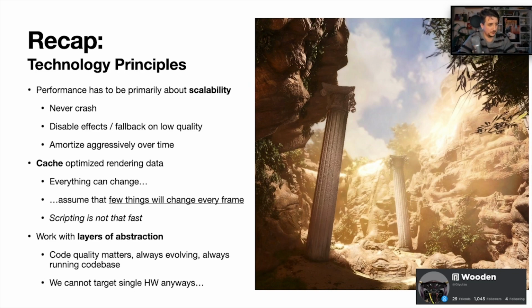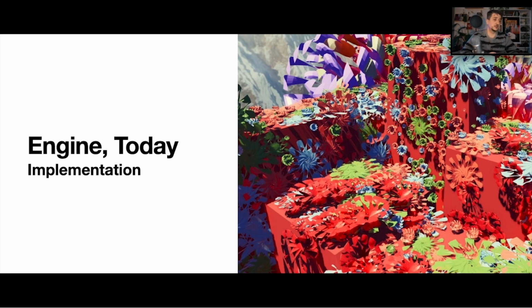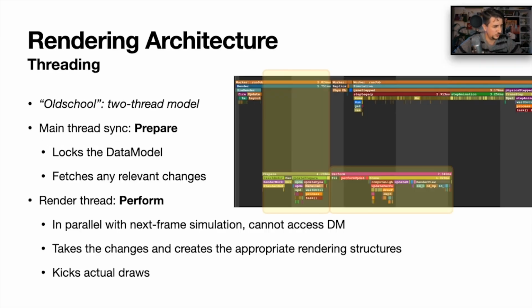Which brings me to the actual implementation of the Roblox rendering engine as of today. The core of the rendering engine is, if you wish, fairly old school. We run with the classic 2-thread model. We have a simulation and a rendering thread, if you wish. We call them main and render.